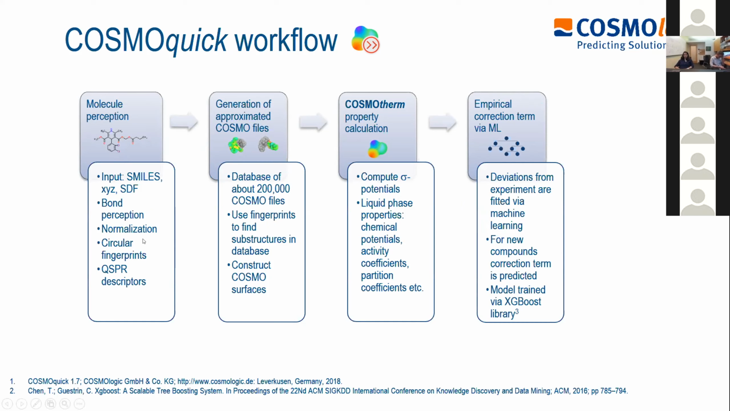We compute circular fingerprints for those molecules, and then we go into a database of about 200,000 Cosmo files as computed by DFT, and use those previously computed fingerprints to find substructures which can make up the target molecule in the database. And from these fragments, we construct the Cosmo surface. After this step, the rest is basically as shown before. We can enter Cosmotherm, do the computation of sigma potentials and the computation of liquid phase properties.